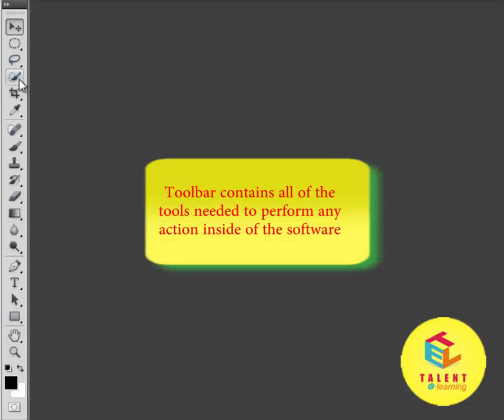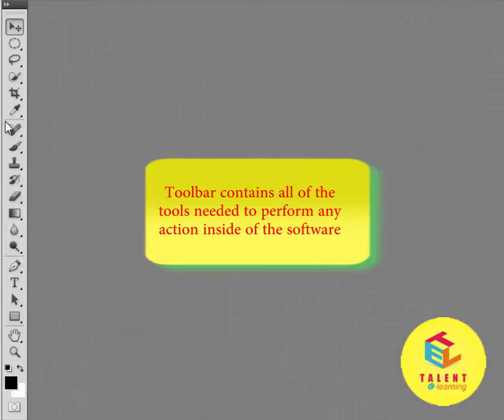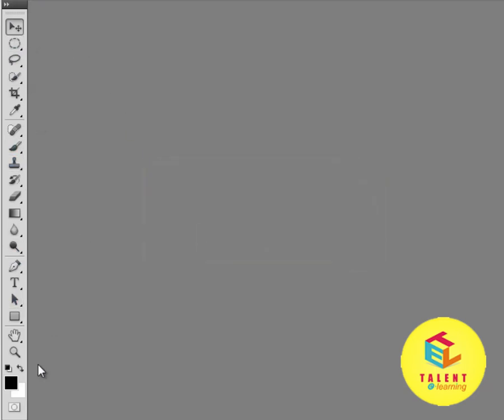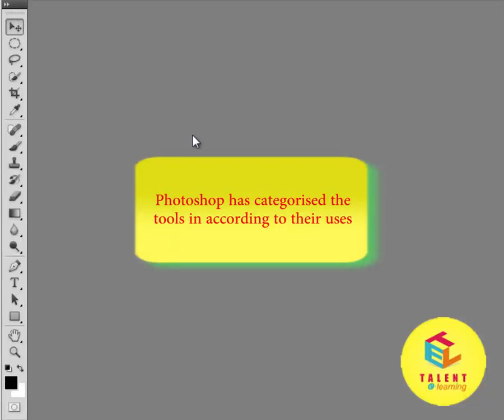Over to the left, what you see is the toolbar. It contains all the tools that are essential for editing or creating any type of document. It is divided into several parts. As you can see, the first part here, this is the second part, this is the third part, and this is the fourth part. Now, why is the toolbar divided into 4 parts?